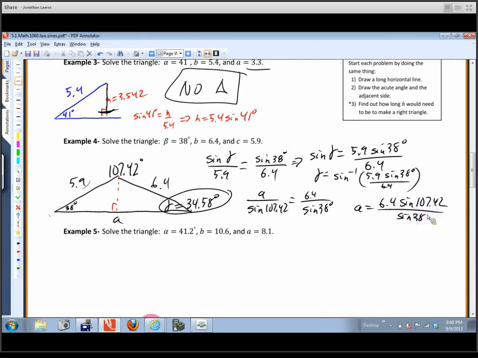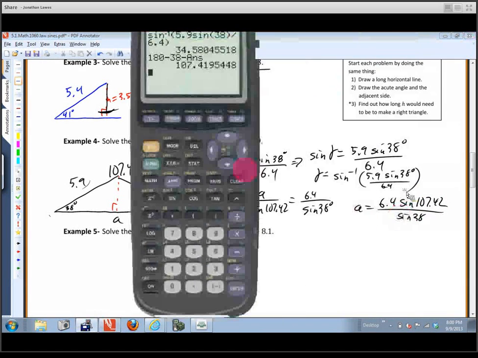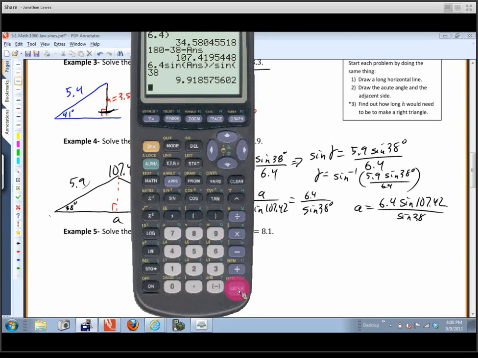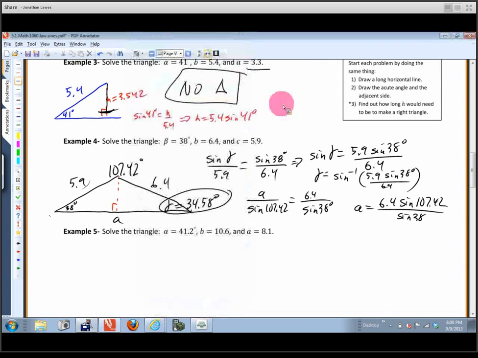And we'll type that into the calculator again using that answer right there. So I get 6.4 sine of that last answer. Just recall that. And then we're going to divide by the sine of 38. Okay, hit enter and we get 9.918, so 9.919, okay, 9.919.